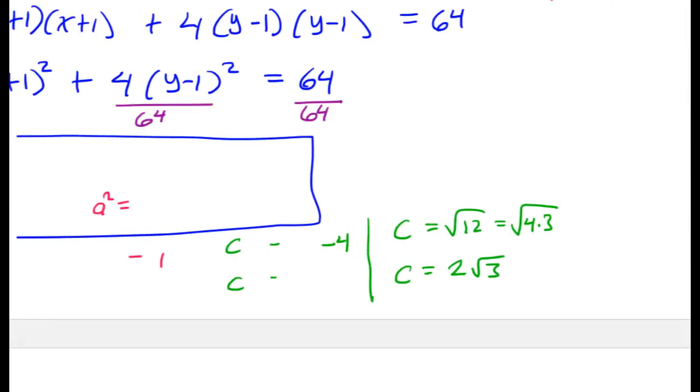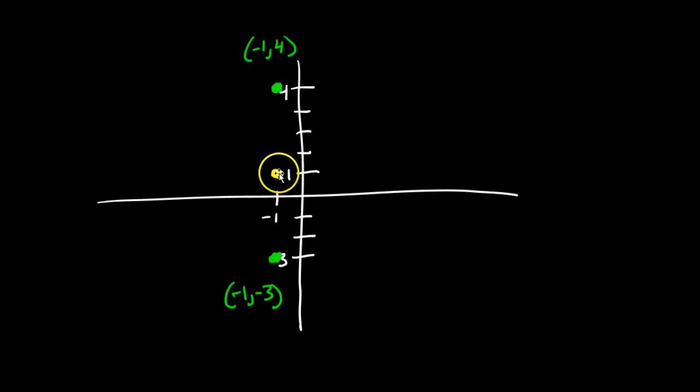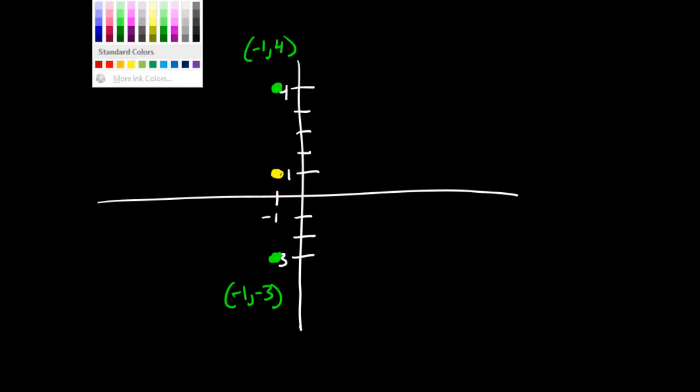The co-vertices we can find by using the B value, this 2. Remember that we got the B value by starting with B squared, which was 4. Notice that this 4 is the denominator of the x term. So when I do my plus or minus 2, I will do it in the x direction, left and right. So that's why I'm going to start at my center but I will go left 2 and right 2.